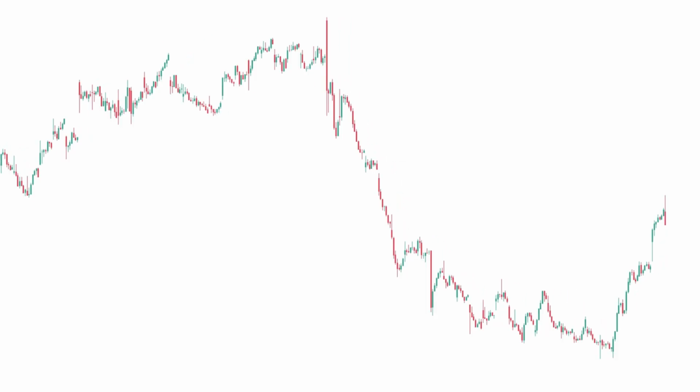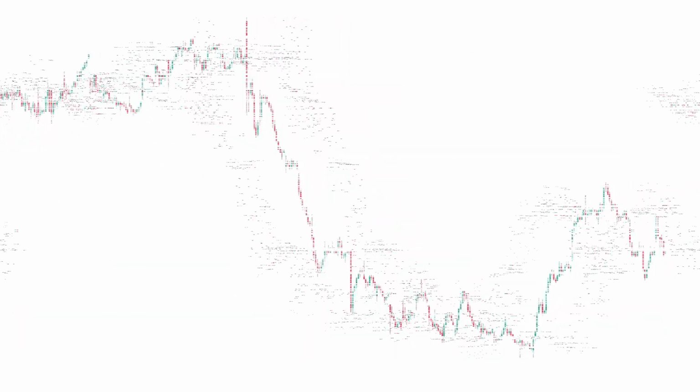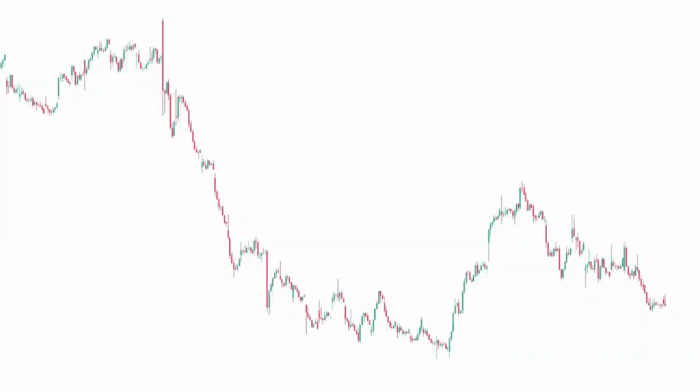So there is this hidden gem of a pattern, and it often goes unnoticed, and it's actually pretty powerful. And you can use it on any time frame. You can use it on any instrument, doesn't matter. So what is it? Let me draw the picture for you.